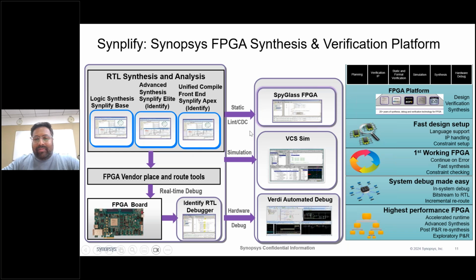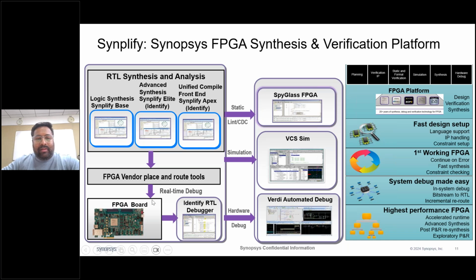The main thing which sits in between is your Simplify. Simplify is your synthesis tool, and it has a tight integration with Spyglass, which will help you do static lint and CDC checks. Simplify will only generate the scripts which are required for Spyglass. And if you want to do simulation, like RTL simulation or gate-level simulation, you can use VCS. VCS is again an industry standard tool available in the market for doing your simulations.